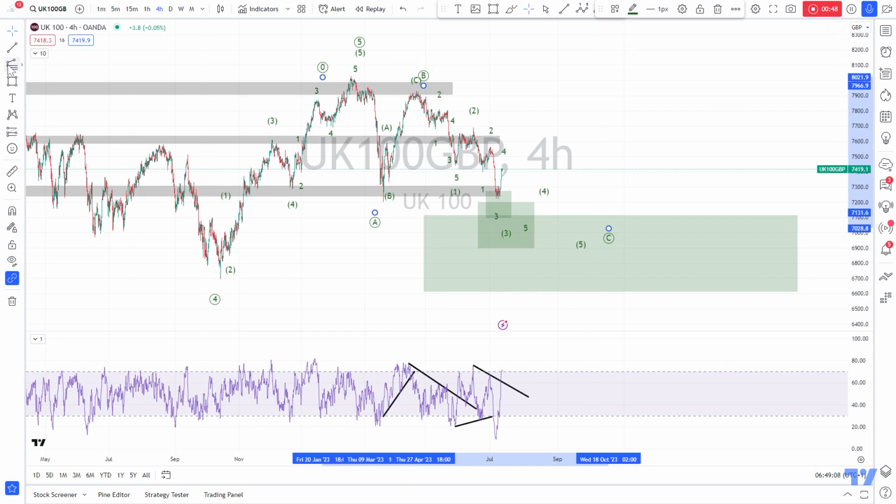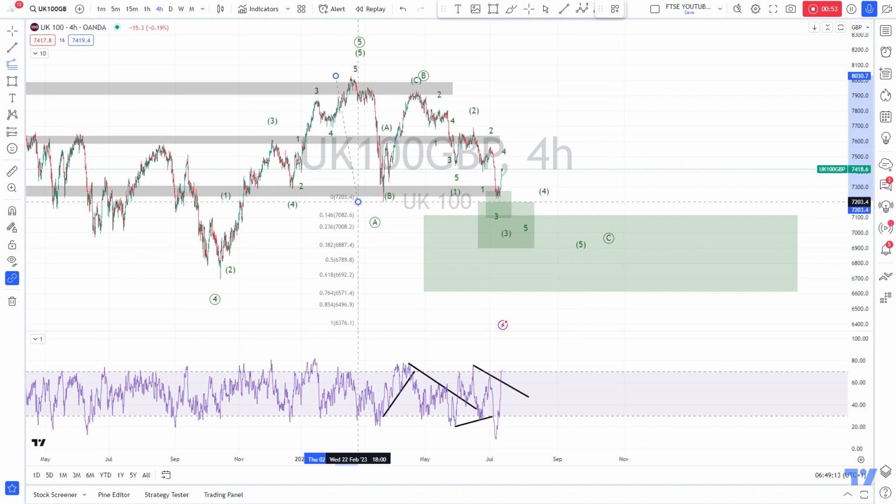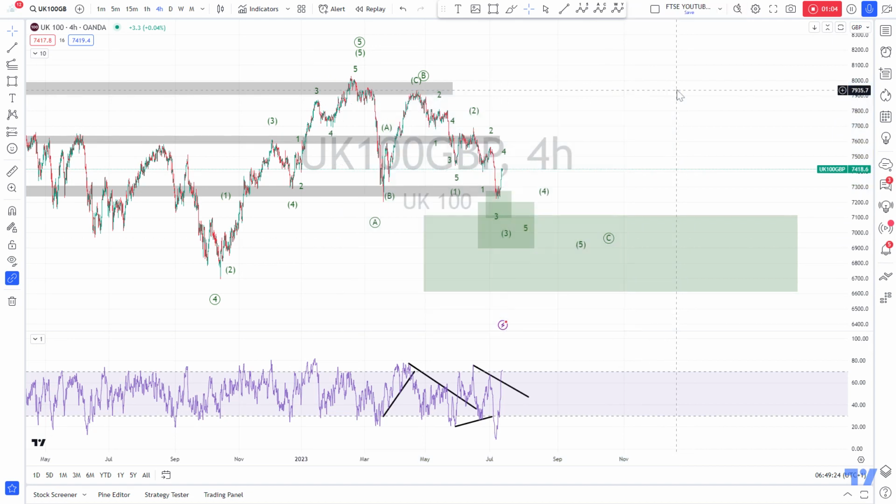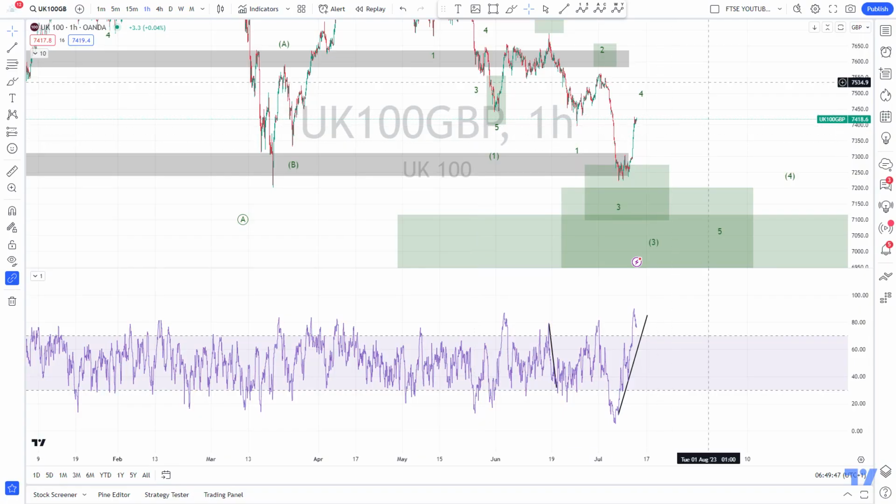So this area is the length of our wave A, the length of our wave B, and then the area between the 1 and the 1.618 fib extension is the area where our wave C should end. So we had the wave A, we had the wave B, we are now doing the wave C here. This wave C is also subdivided in several subwaves. Let's have a closer look at this on the 1 hour chart.